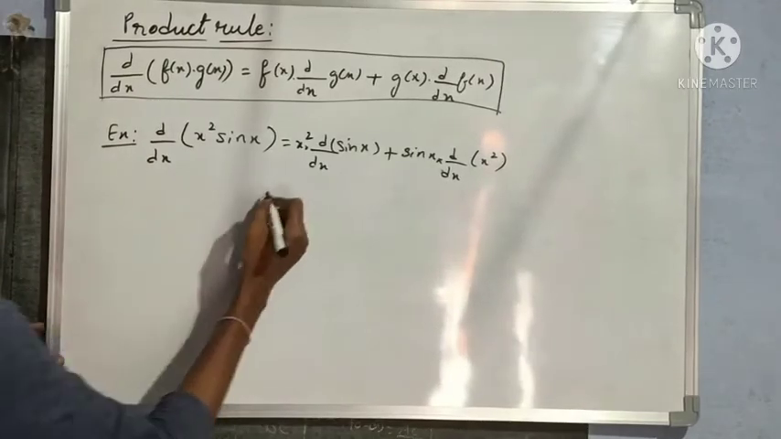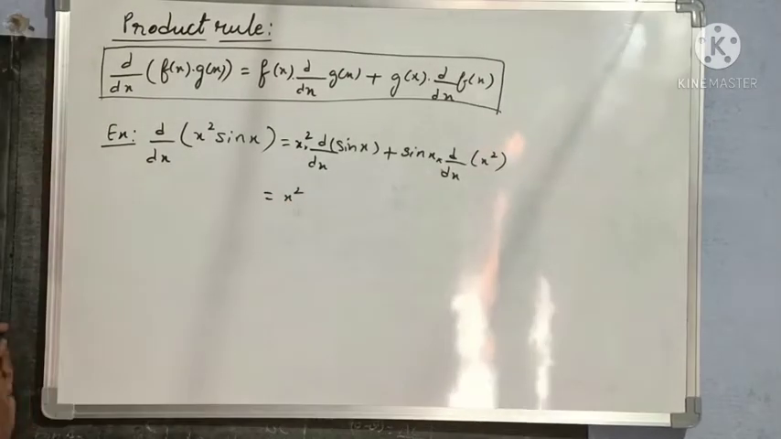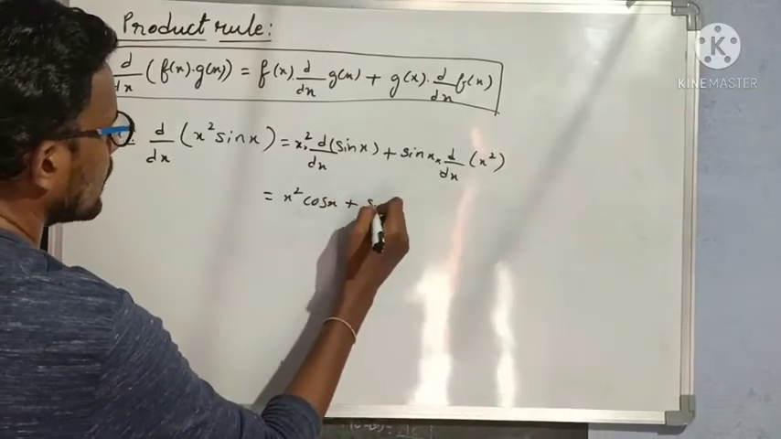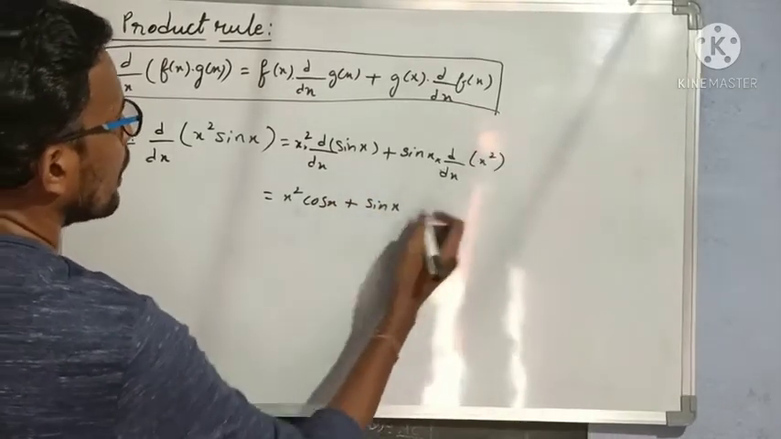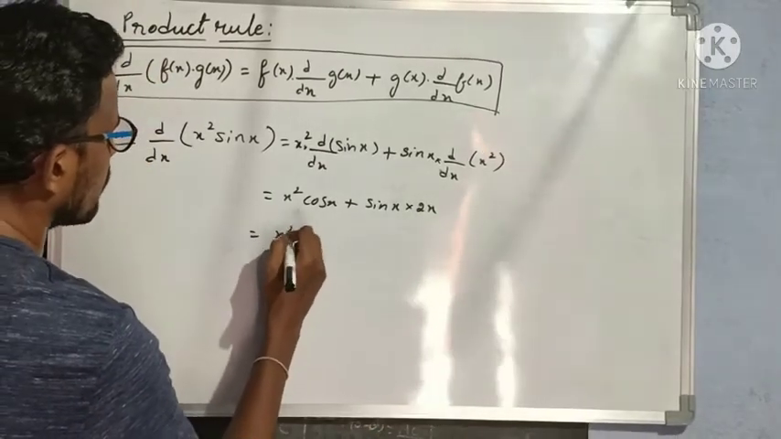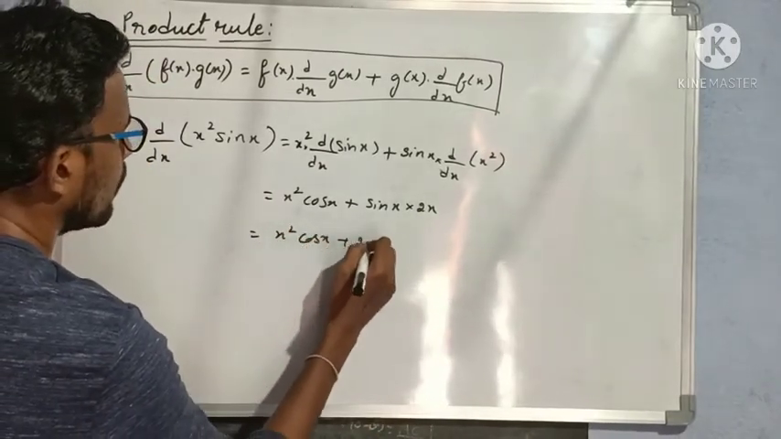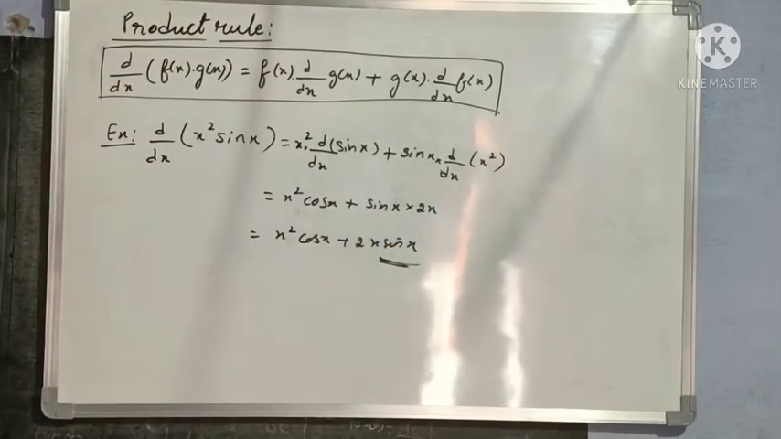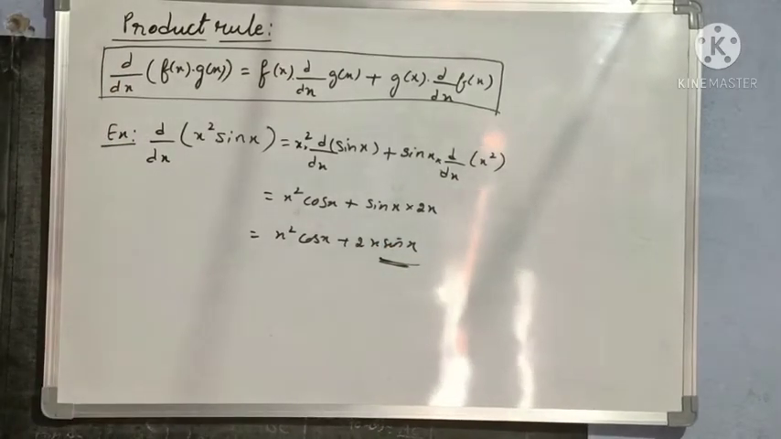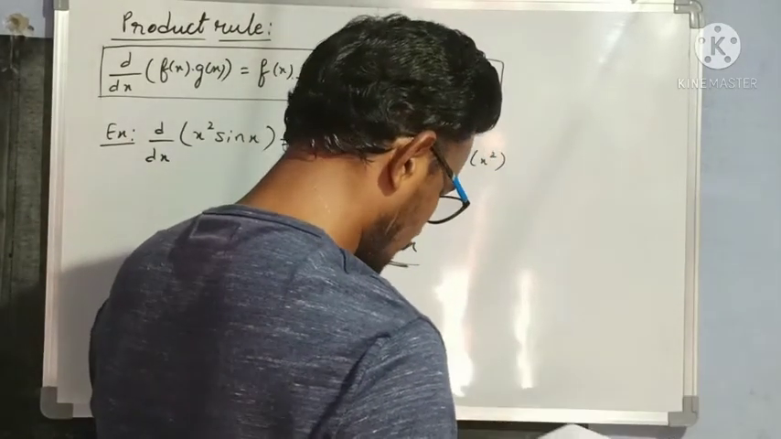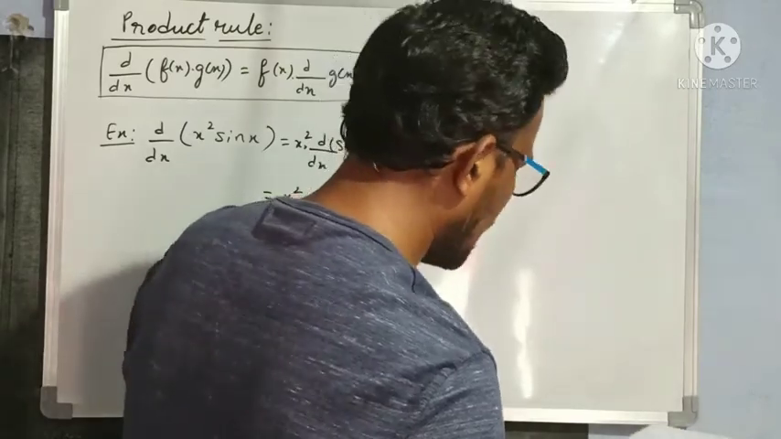So now that is equal to x square into d by dx of sin x, which is cos x, plus again sin x into d by dx of x square, which is 2x. So that is equal to x square cos x plus 2x sin x. This is the answer. Understood how to do differentiation by using product rule? Okay, now let us see one more example. Only one I will explain, one I will give as homework, you do.